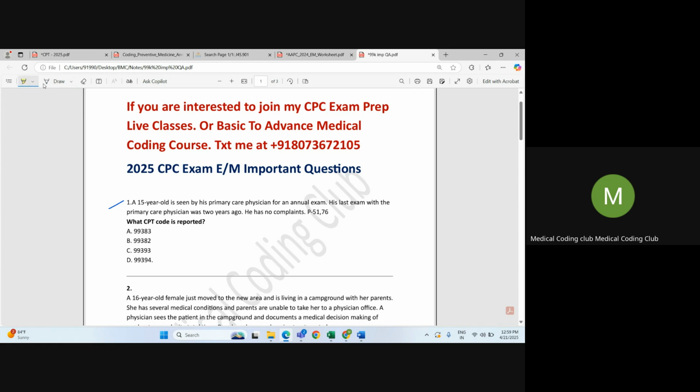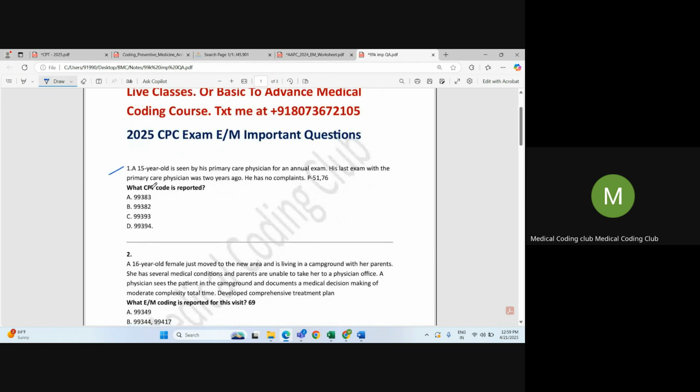So the first question we have is regarding preventive medicine. A 15-year-old is seen by his primary care physician for an annual exam. His last exam with the primary care physician was 2 years ago. He has no complaints. So here what you have to understand is the patient came for a physical, that is an annual exam, and he has no complaints. That means he has no abnormalities. Also, they have mentioned his last exam with the primary care physician was 2 years ago.